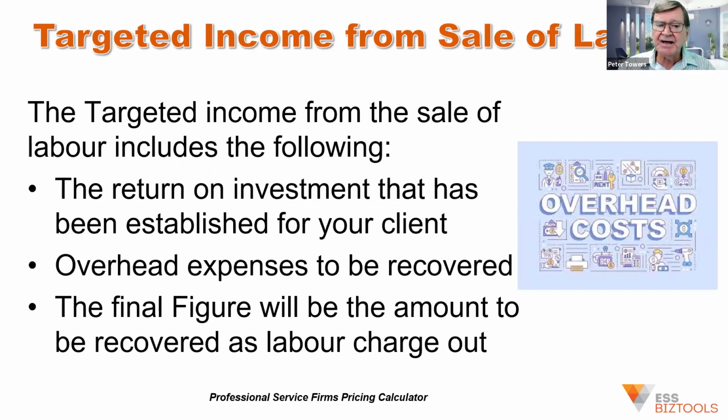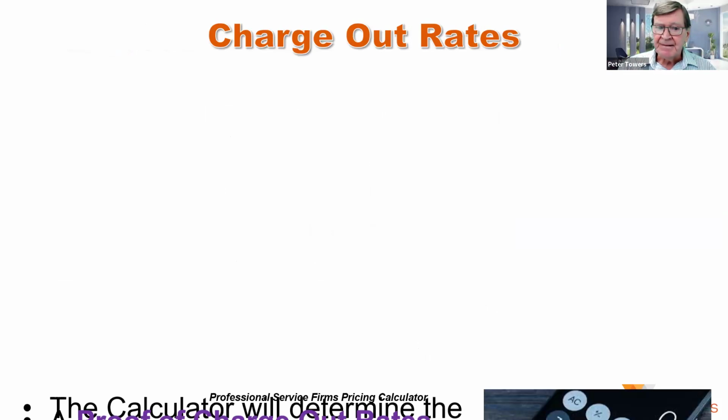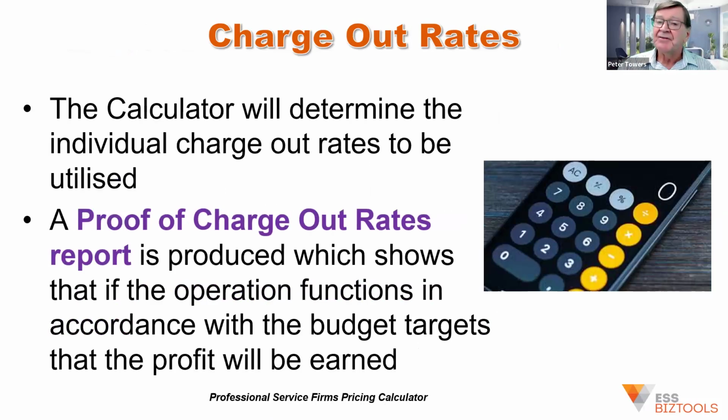So the total income from the sale of labour is the labour cost plus the return on investment, the profit that's been determined, and the overhead expenses. So that final figure is the amount that has to be recovered from the charge out rates. The calculator which ESS BizTools has developed, which you've got as part of your subscription package to ESS BizTools, will then determine the individual charge out rates to be utilised.